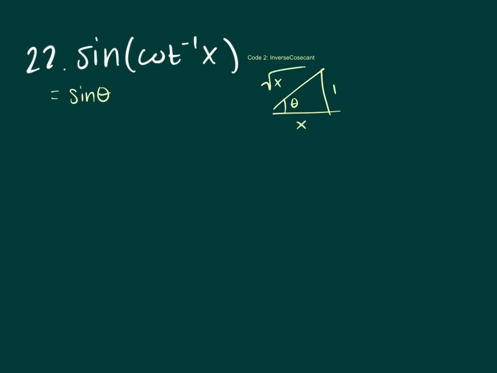So I'm left with x squared plus 1 underneath the radical for my hypotenuse using Pythagoreans. So then sine theta is going to be 1 over square root of x squared plus 1. I cannot leave that in the denominator, so I'm going to rationalize it. And I get square root of x squared plus 1 over x squared plus 1.